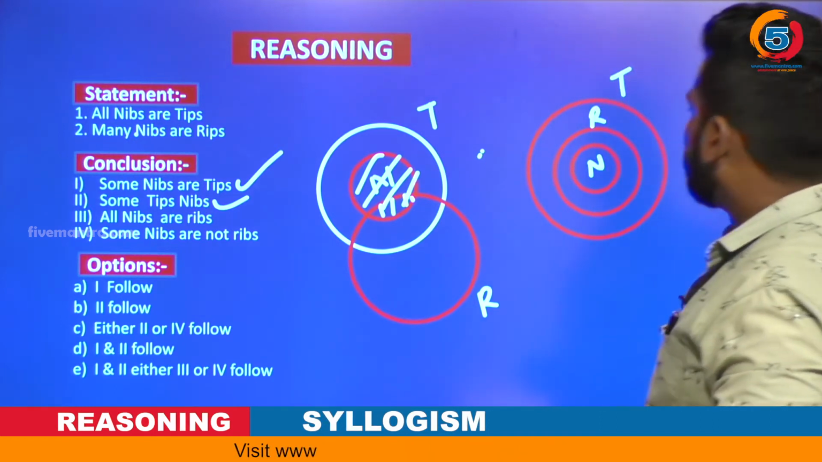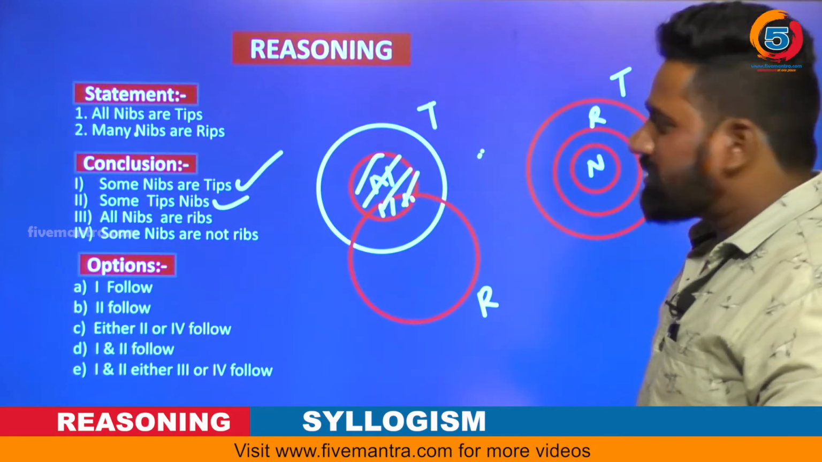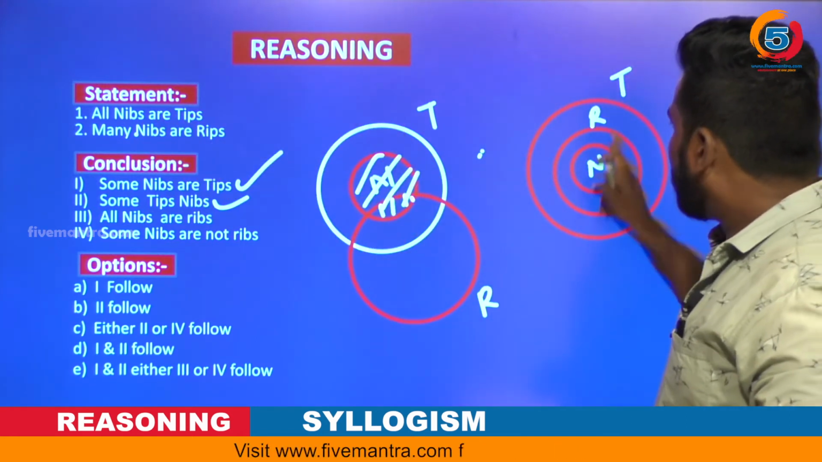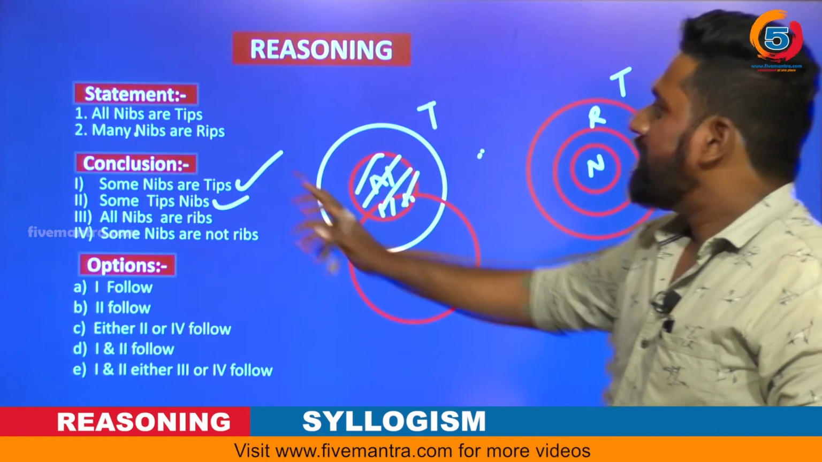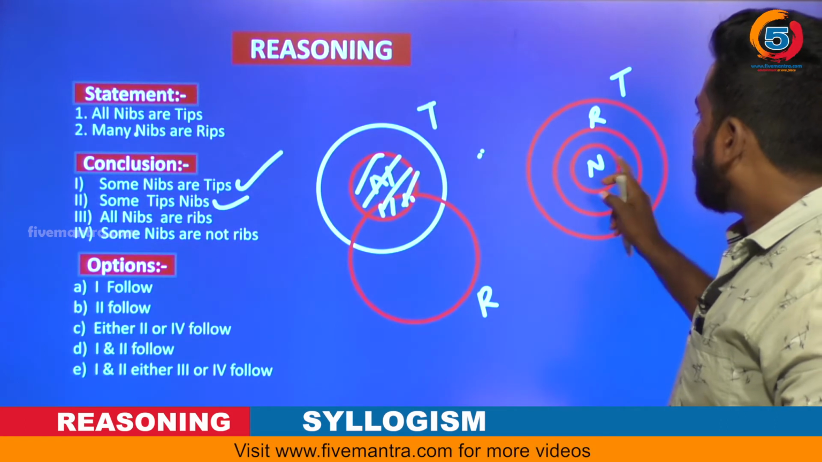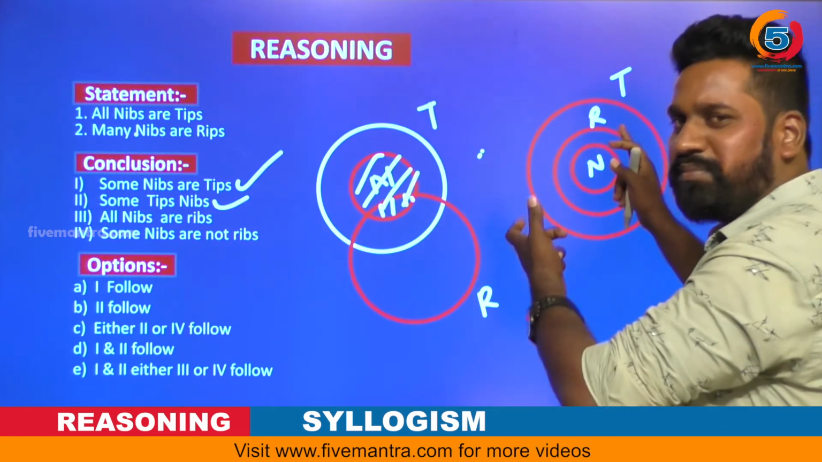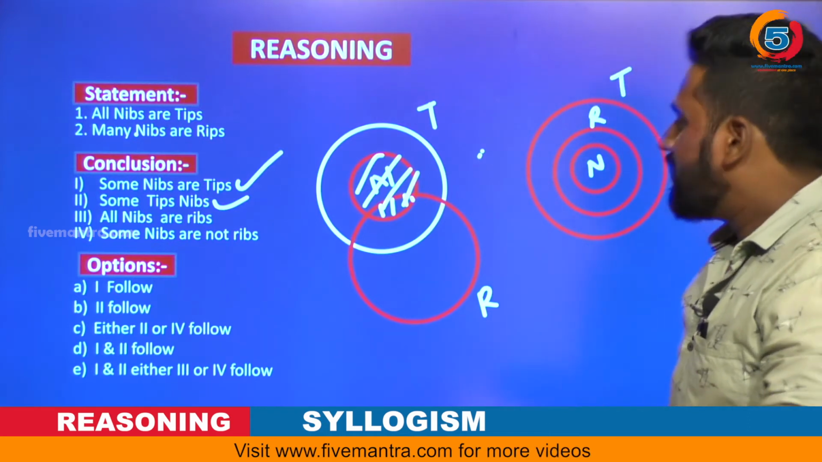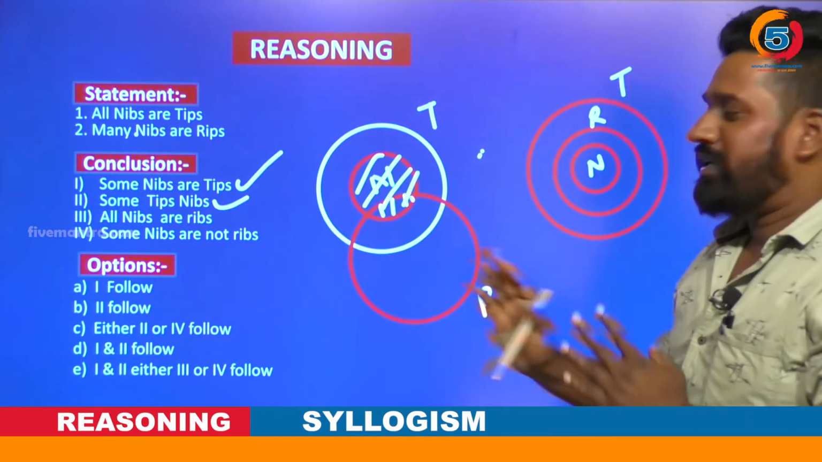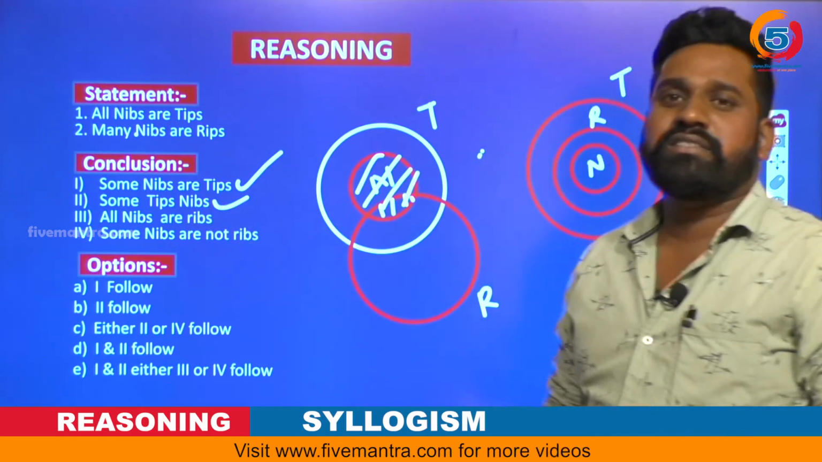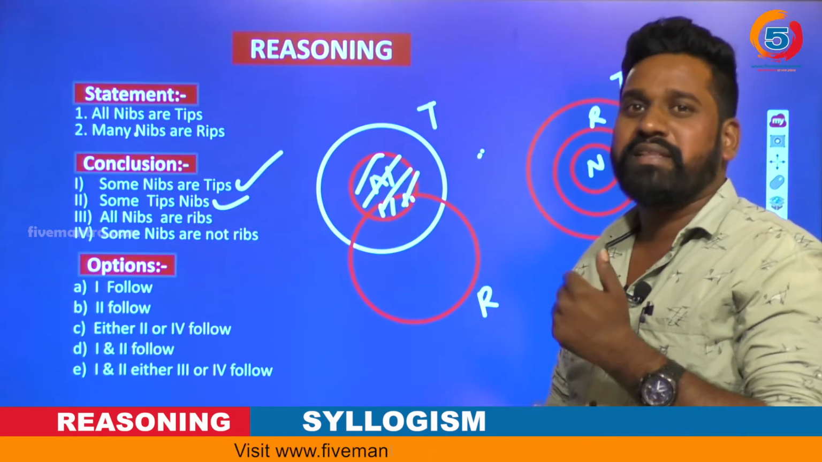This is also one of the possibilities, because it is clearly mentioned that all nips are tips. Here clearly all nips are tips, that is satisfied. Next, many nips are rips. Here also some of the nips become rips. So this is a possibility diagram, but that is not an exact conclusion. All nips are rips is given, which is just a possibility, maybe.